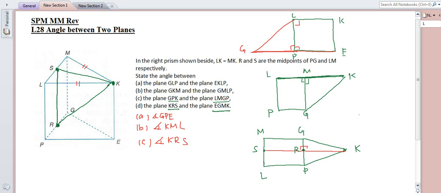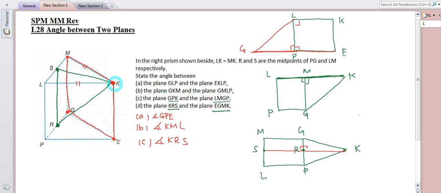Okay, this is KRS. So another plane is EGMK. Okay, where's E? E, G, and K. So this is slightly different from these two planes. Let me draw this plane first.